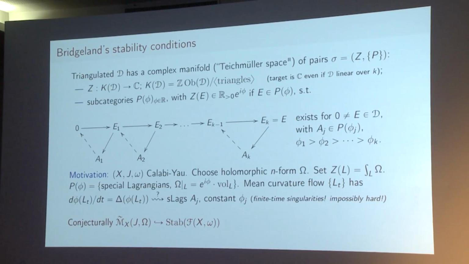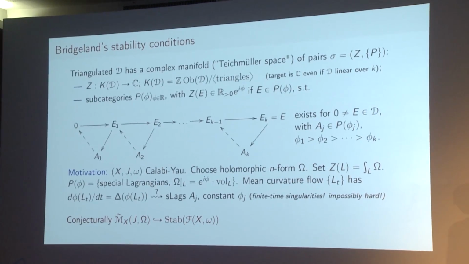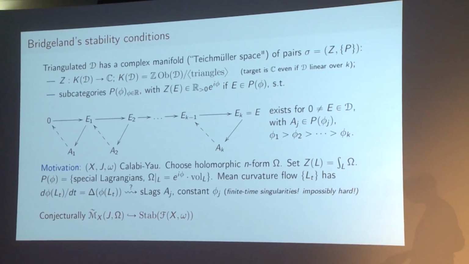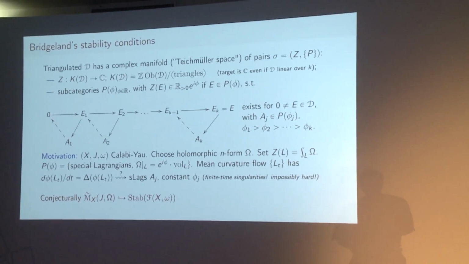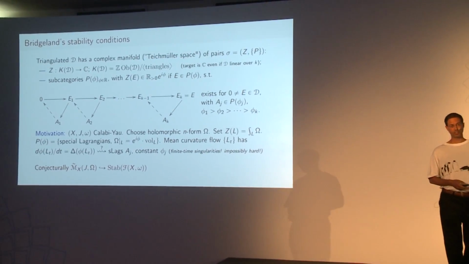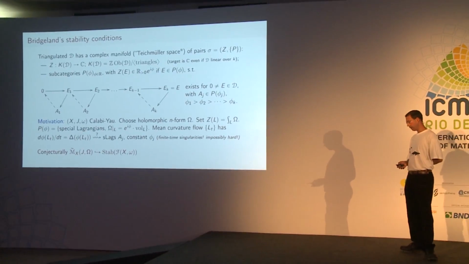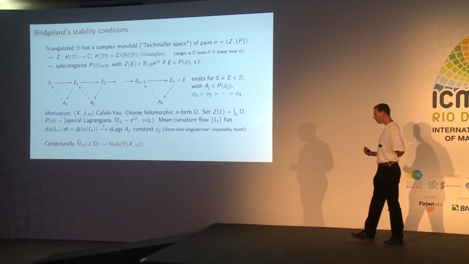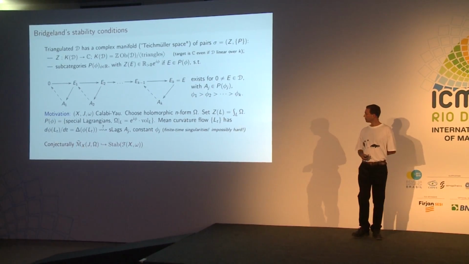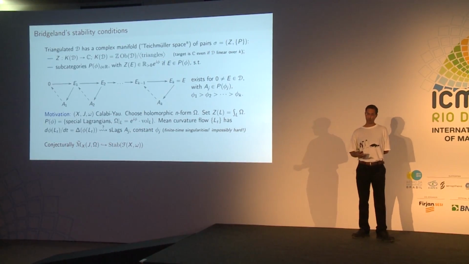This flow is extremely difficult. Actually, we expect it to develop finite time singularities. We know it develops finite time singularities. We hope one could continue past them. Very little is known.